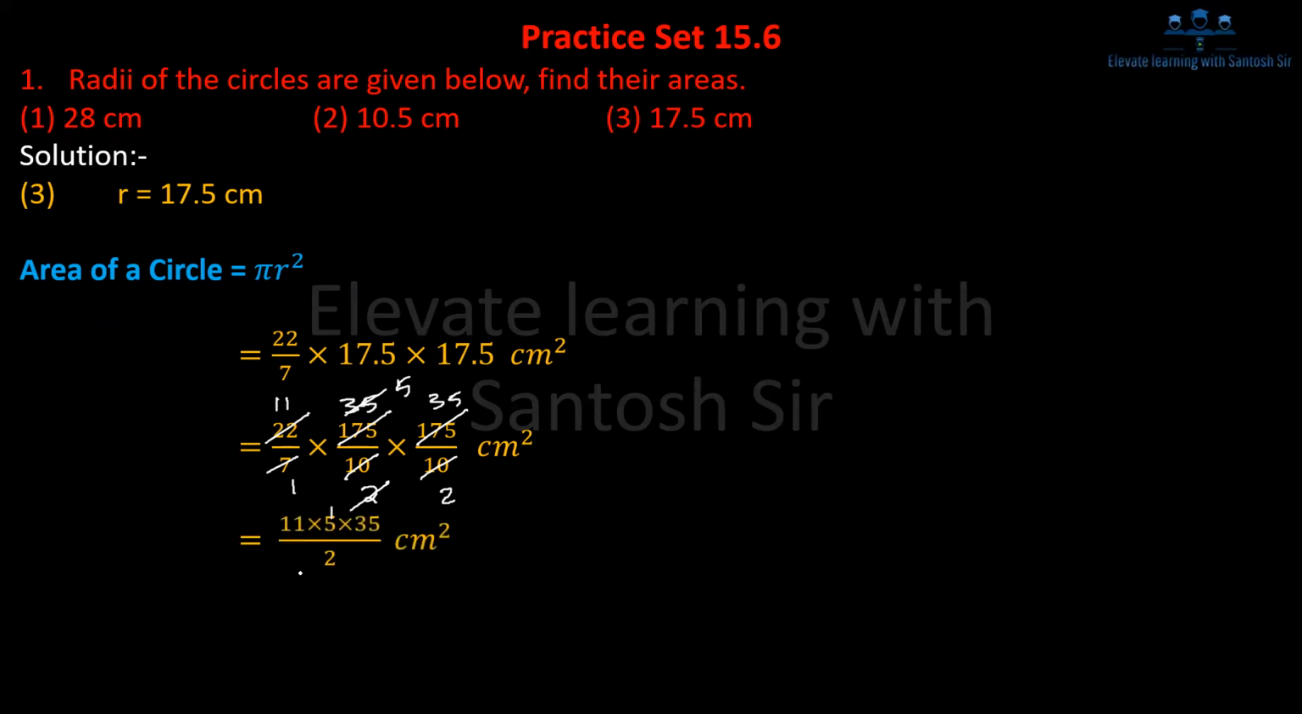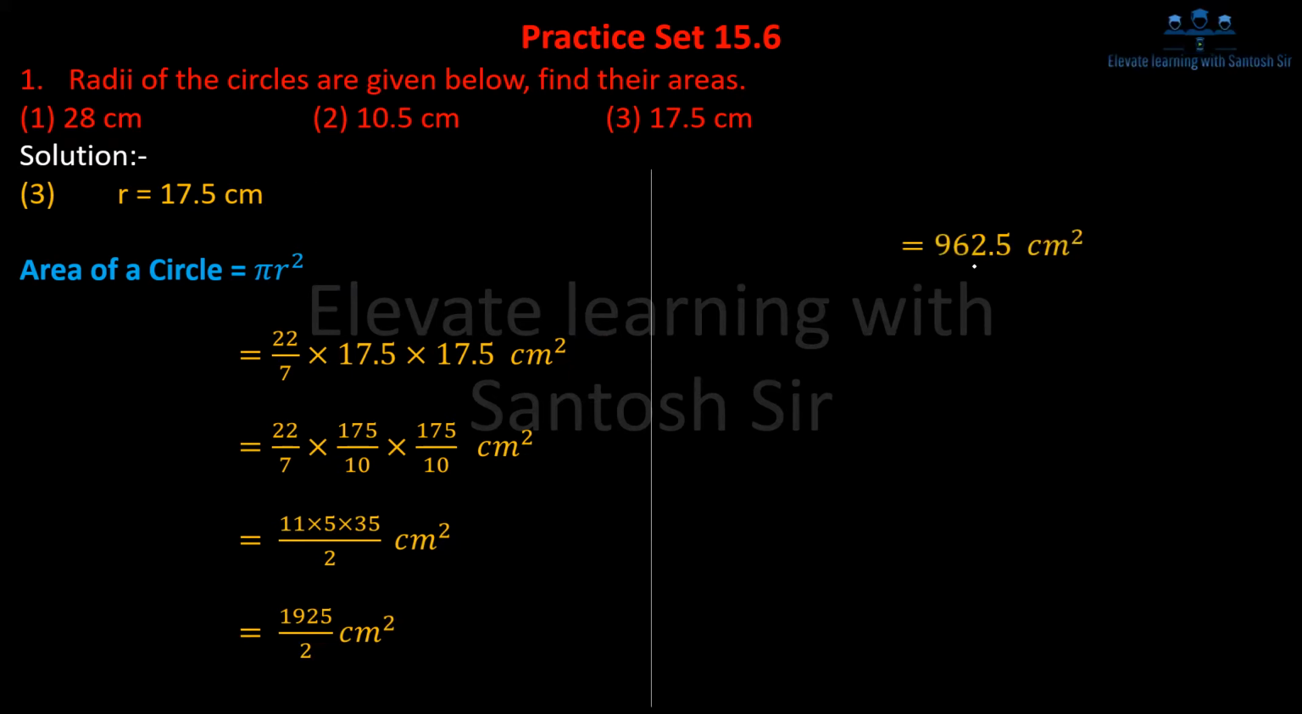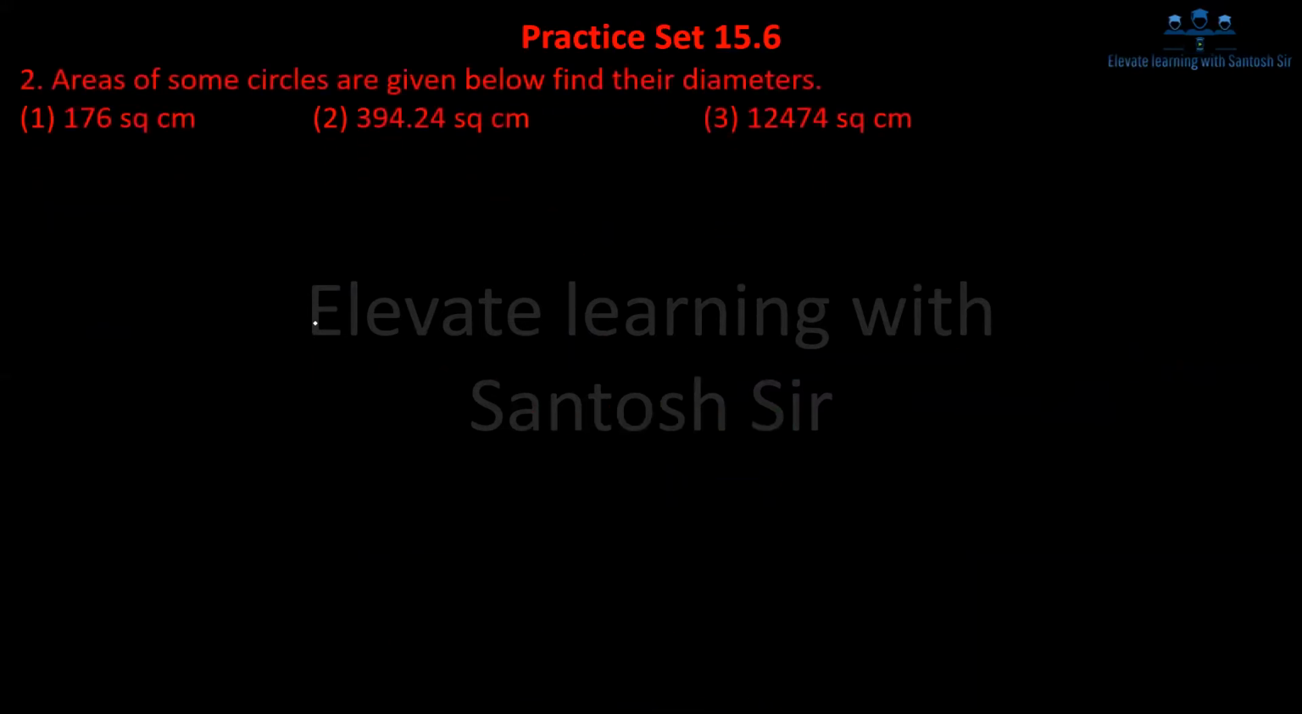So finally, we can have 11 into 5 into 35 upon 2, which will give us 1925 upon 2, which is finally 962.5 centimeters square. So the area of the given circle is 962.5 centimeters square. Let's come to the next main question. Areas of some circles are given below.